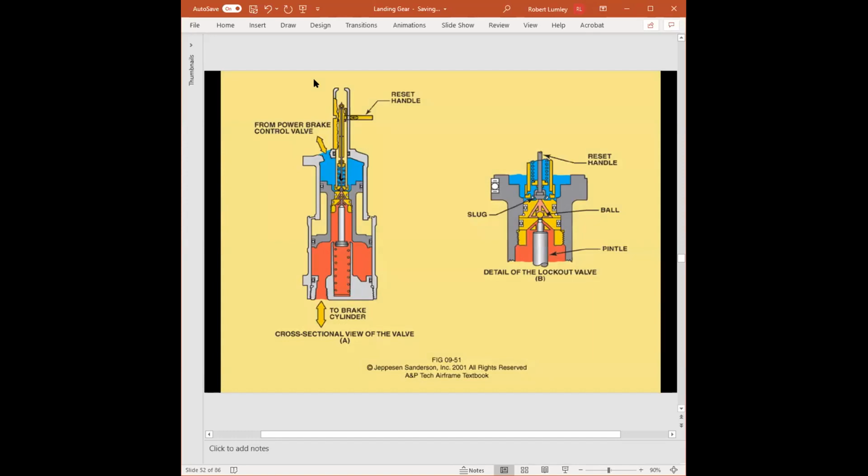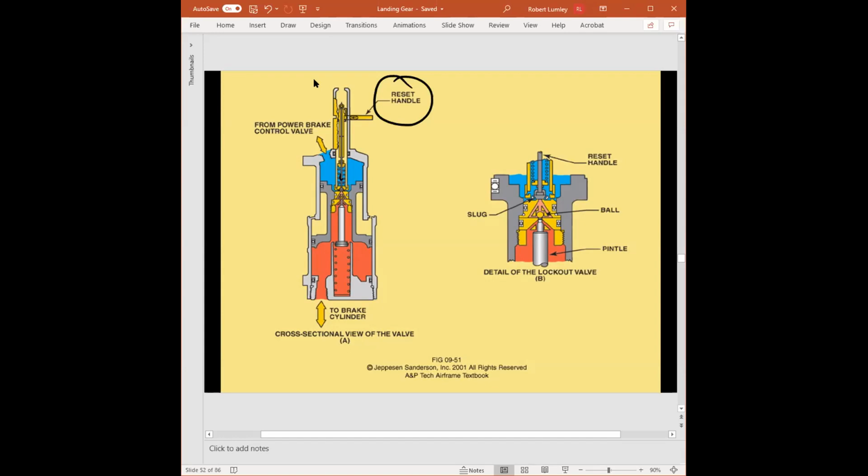But what they did was they added another valve on top of it attached to what they refer to as a reset handle. So now what has to happen? Let's say you as a mechanic need to bleed the brakes, for example, on the 727. We charge up the hydraulic system, and we have somebody inside the cockpit.